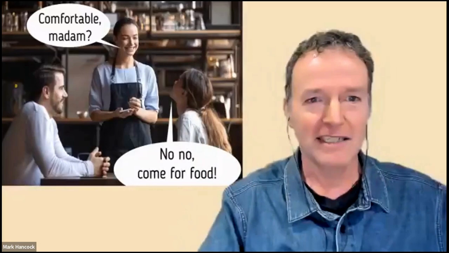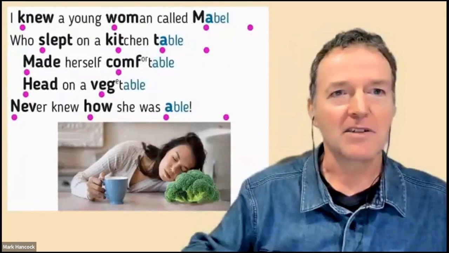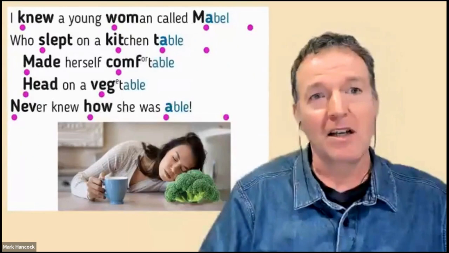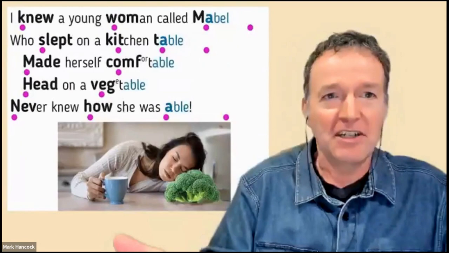So here's a little rhyme to try and make that point. I knew a young woman called Mabel who slept on a kitchen table. She made herself comfortable, head on a vegetable, never knew how she was able.